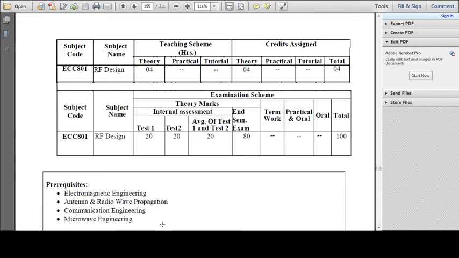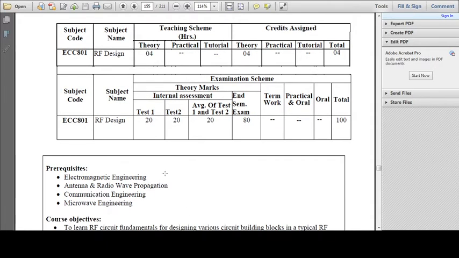For example, the subject is designed on the basis of some prerequisite subjects like electromagnetic engineering, antenna and radio propagation, communication engineering, and microwave engineering. These subjects will already be done in previous semesters. It consists of a theory exam and 2 unit tests. Weekly lectures are 4 and 1 practical.